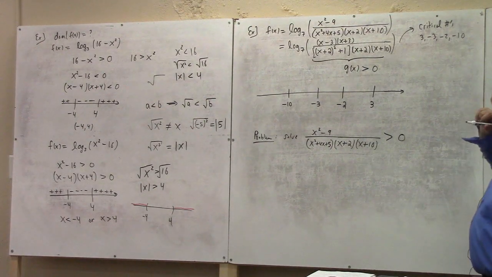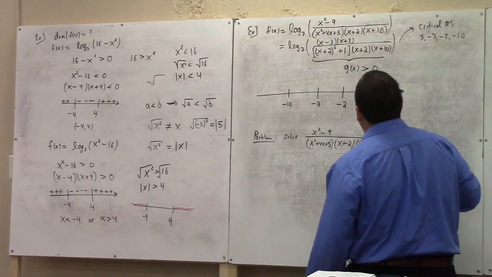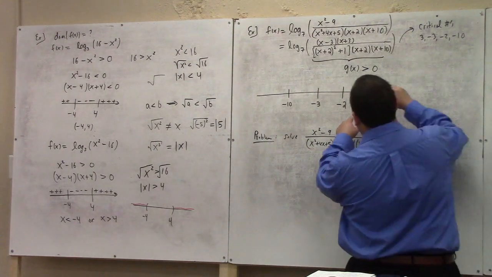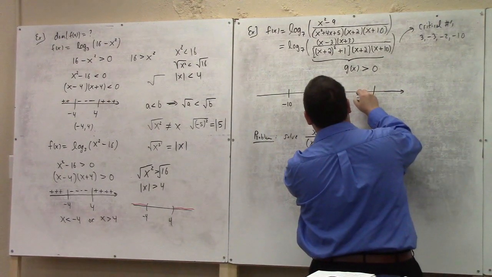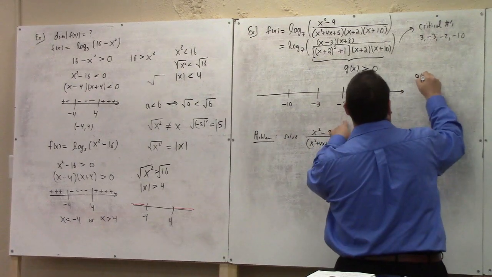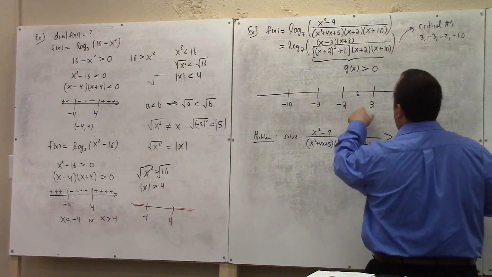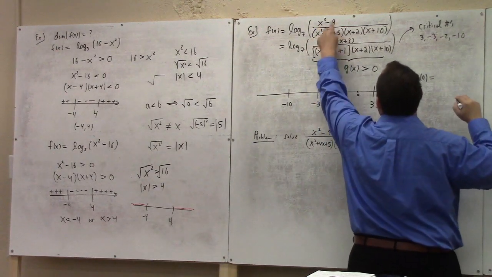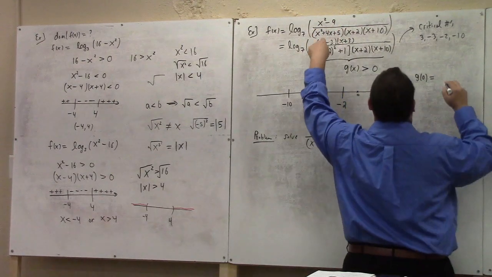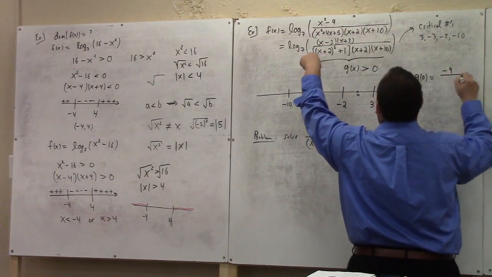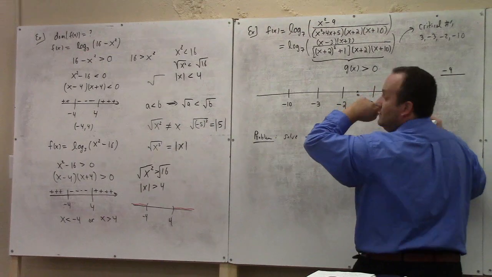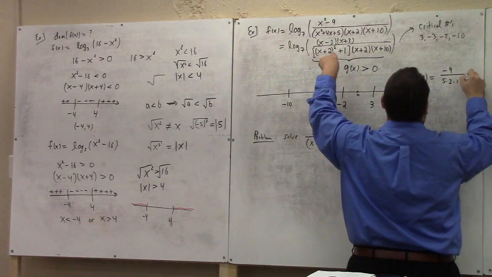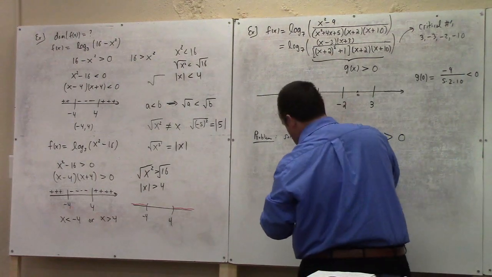You know what I usually start with? Wherever 0 is, because it's easy. 0 is here. So what would g of 0 be? Mm-hmm. But use the original form, it's even easier, right? Right, minus 9. Yeah. 5 times 2 times 10. So it's less than 0, right? So we got minuses there.